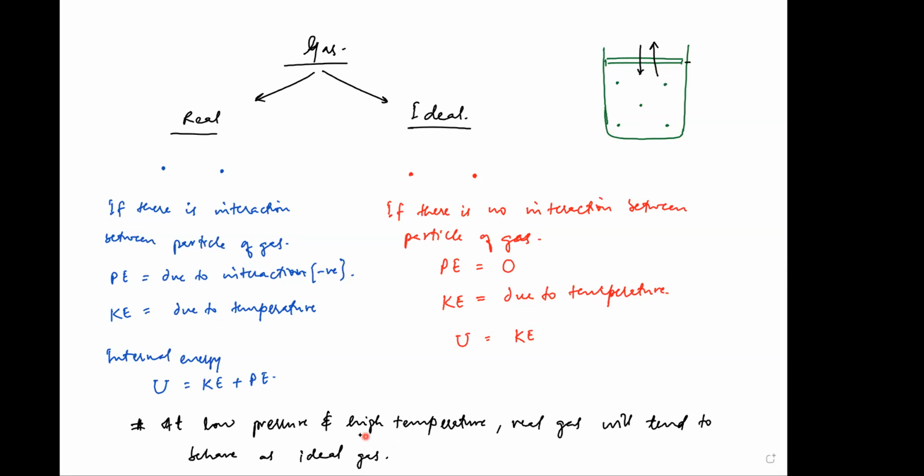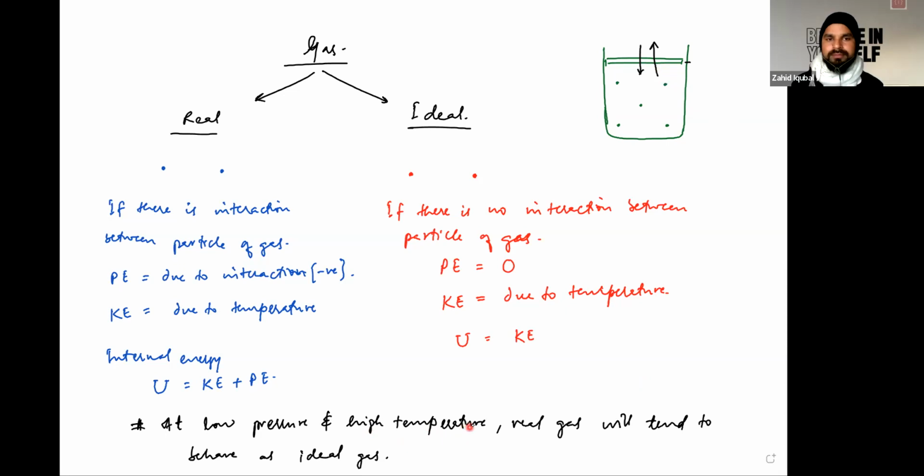Yes, sir. And why should temperature be high? So you will say at high temperature, they will have more thermal kinetic energy. So there will be more movement in the particles. Hence, they will have least interaction between them.